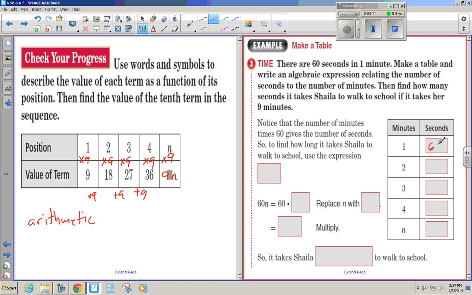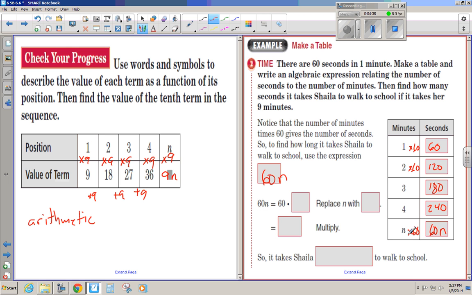So look, 1 minute, 60 seconds. It's multiplication. Multiply this by 60, it's 120, 180, 240. Multiply n by 60, it's 60n. So the expression is 60n.